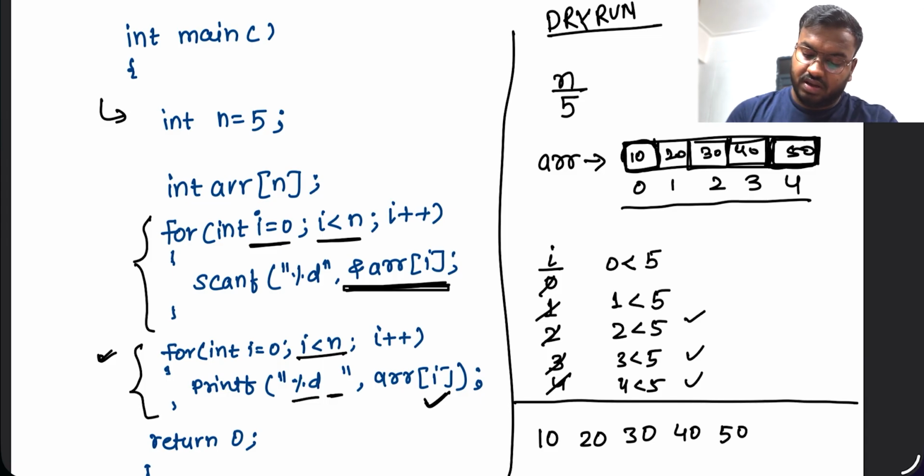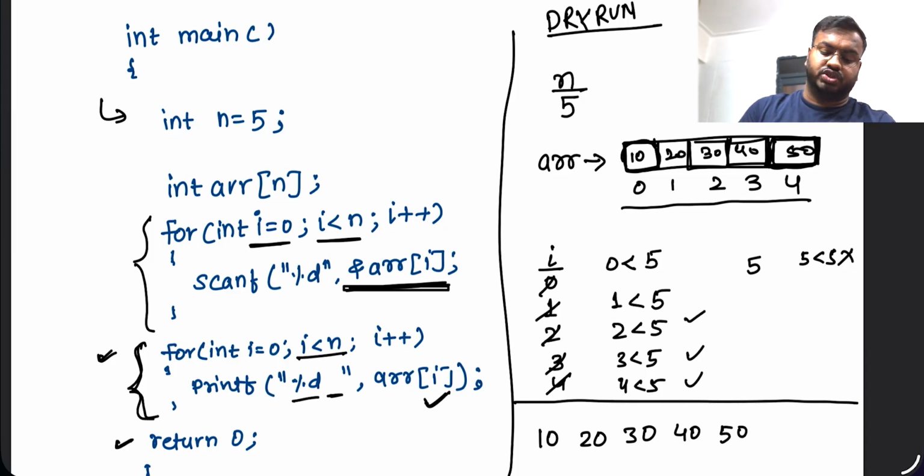And then after, this will become 5. Now 5 less than 5 is false, so our loop will break and you will come out. After this, you will execute return 0, meaning this function has been completed. So this was the solution of the very first question.